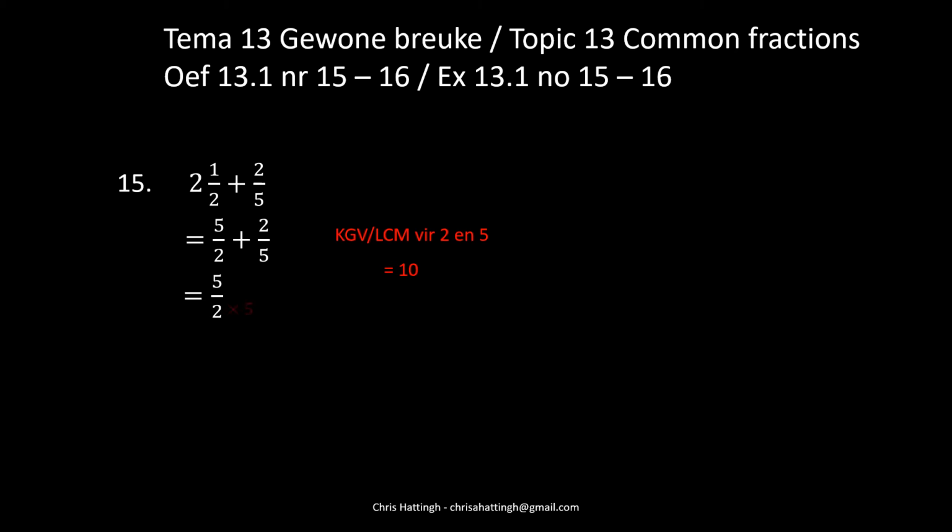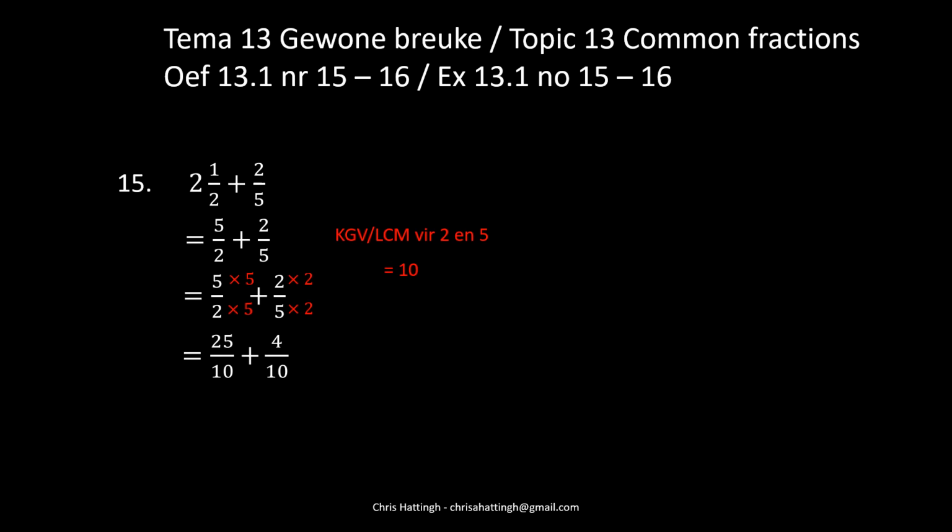So how do you convert it? You're going to multiply the 2 with 5 to get 10. What you do to the bottom, you need to go and do to the top. So you'll end up with 25/10. The second fraction, you're going to multiply the 5 by 2 to get 10. So you're going to multiply the top as well with 2. That will give you 4/10.